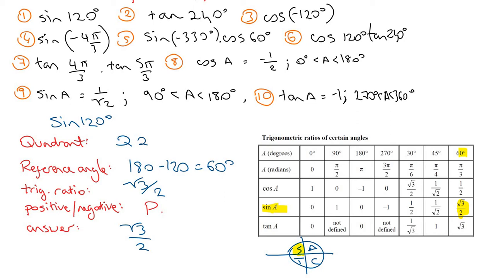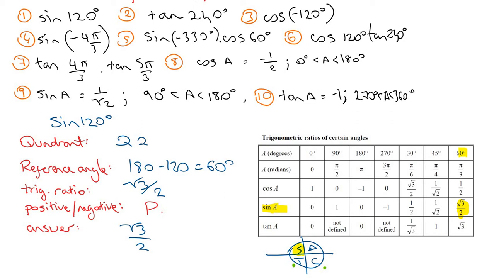If it was in quadrant 1, the reference angle, it would also be positive. If it was in quadrant 3, however, there we know that only tan values are positive in quadrant 3, so that would be minus root 3 over 2. And if it was in quadrant 4, we know that only cosine values are positive in quadrant 4, so it would be minus root 3 over 2 here. But we know that our angle is in quadrant 2.